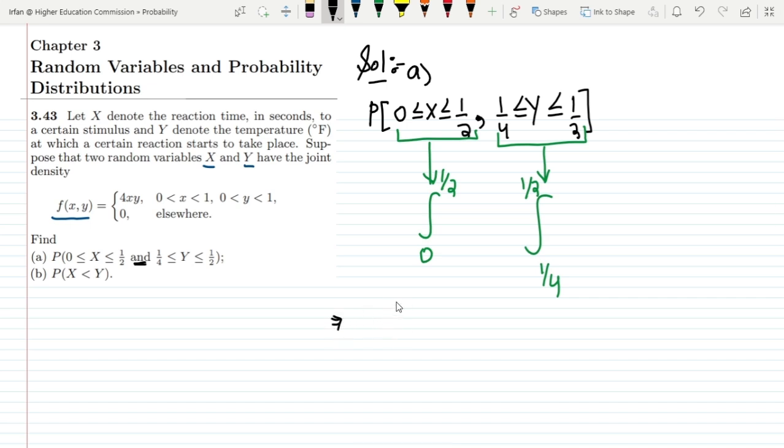I will have here, let me first write the integral for y. So, it is 1/4 to 1/2 and then x, which is 0 to 1/2. Why did I write y first and x second? Let me explain it to you as well. The function here is 4xy. So, 4xy is here, and after it I have to write which function. As you can see very clearly, here I have written this x.